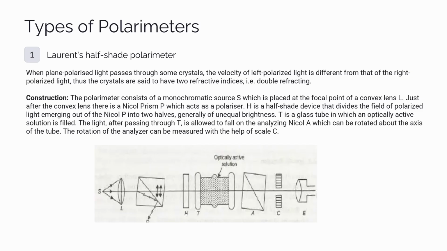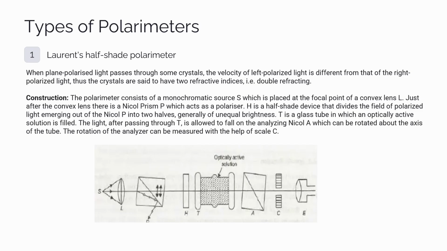Then we will look towards the types of polarimeter. There are three main types of polarimeter. The very first is the Laurent half-shade polarimeter. The second one is the biquartz polarimeter, and the third one is the fully automatic digital polarimeter. The Laurent polarimeter uses a half-shade device to compare the light intensity visually.